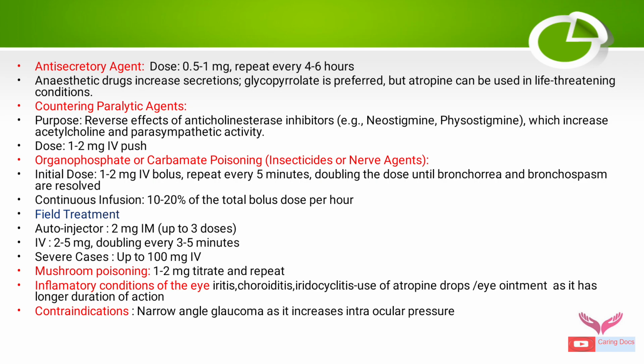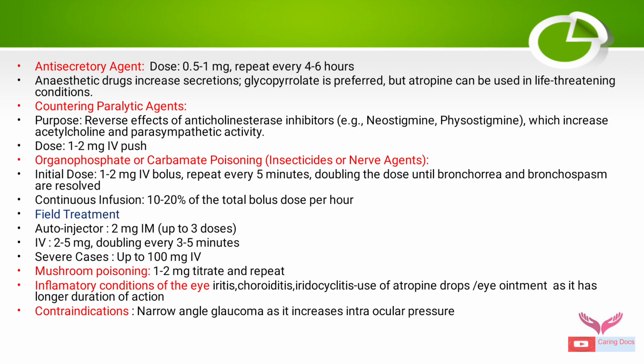It is also used in organophosphate or carbamate poisoning, such as insecticides or nerve agents. The initial dose is 1 to 2 milligram IV bolus. Repeat every 5 minutes, doubling the dose until bronchorrhea or bronchospasm are resolved. For continuous infusion, the dose is 10 to 20% of the total bolus per hour. In organophosphate or carbamate poisoning, it can be used in the field also. Atropine auto injectors are available.